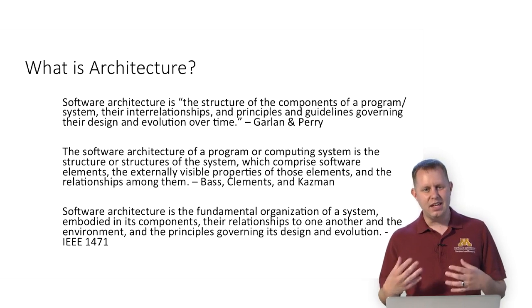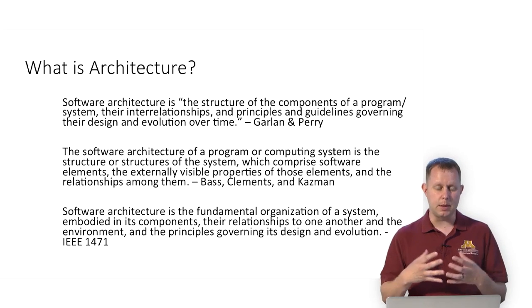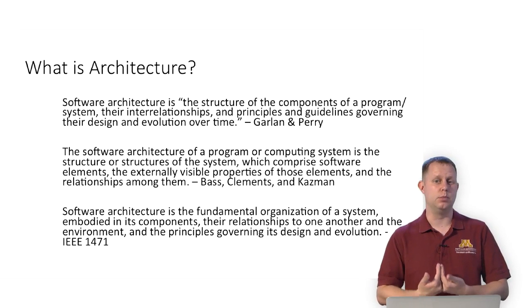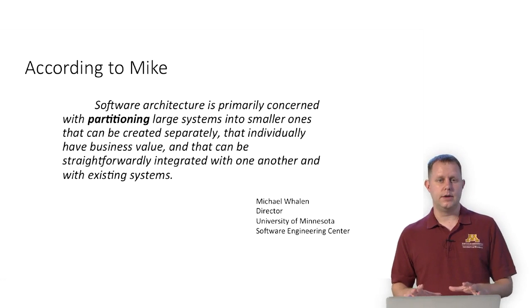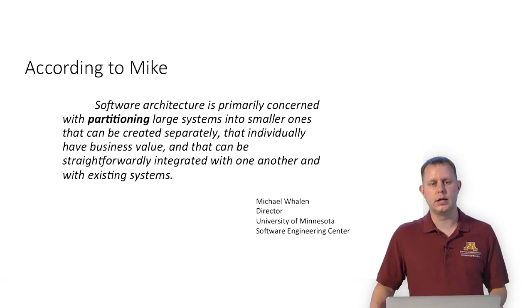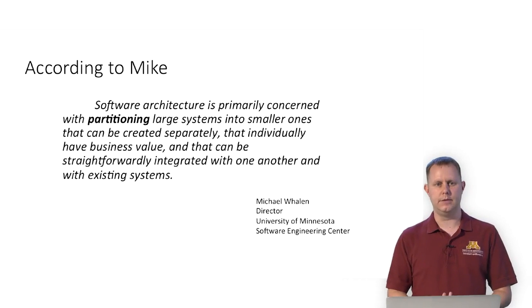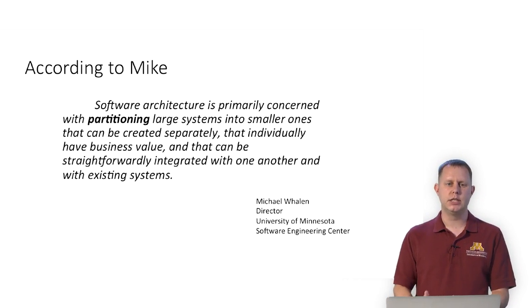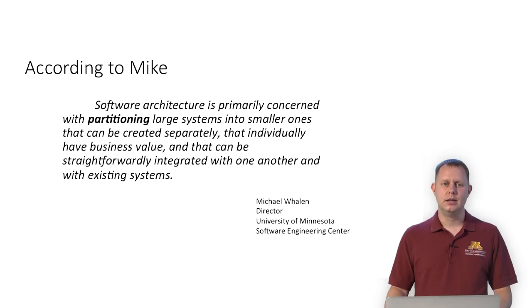Each of these definitions tends to fall into the same idea, this idea of components, this idea of separating components, comprising externally visible properties of those components, and relationships between all of them. Here's another definition for you. This one comes from Mike Whalen. He's the director of our University of Minnesota Software Engineering Center. You notice that this is a bit more practical of a definition. What we really care about is partitioning large systems into smaller ones. And these smaller systems still individually and independently have business value. And that they can, supposedly, if they're written properly, be integrated with one another and other existing systems very easily.